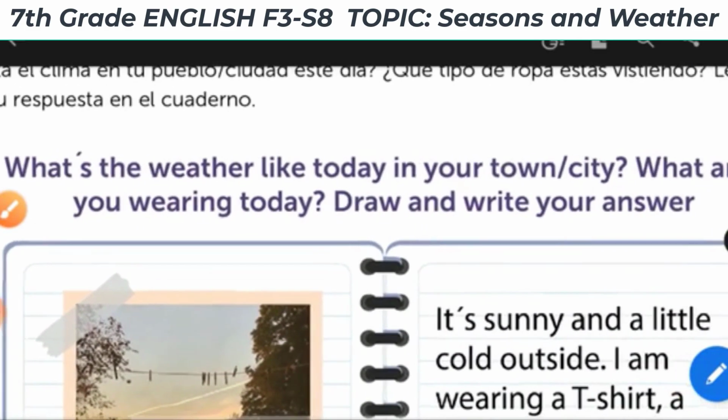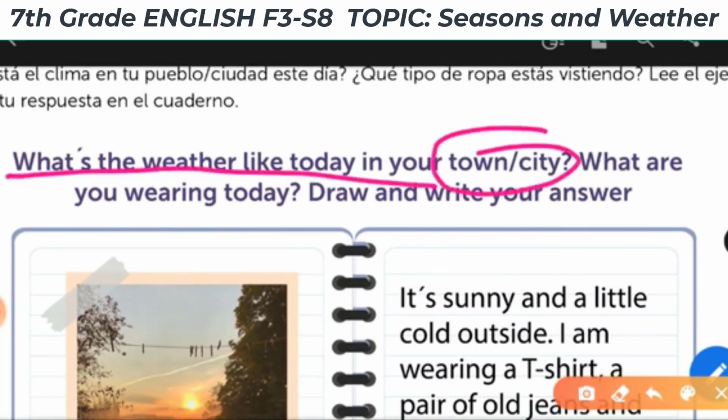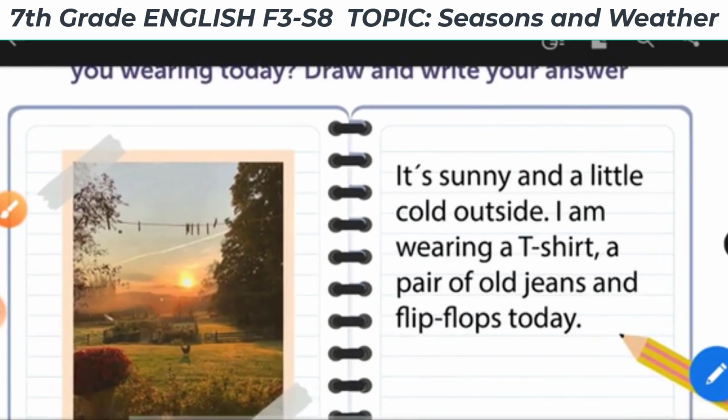Example, aquí tenemos el ejemplo. What's the weather like today in your town or city? So, our town or city is Cara Sucia. Yes, that's our city. So, what's the weather like in Cara Sucia? What are you wearing? ¿Qué estás usando today? Okay. Draw and write your answer. Escribe y dibuja tu respuesta.